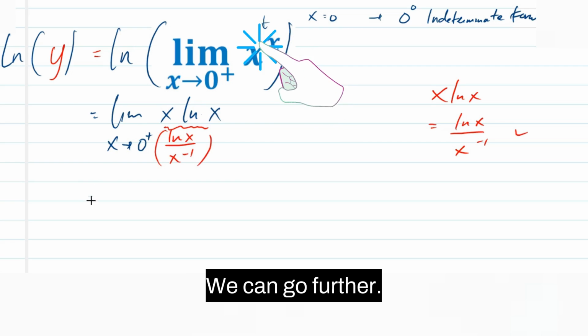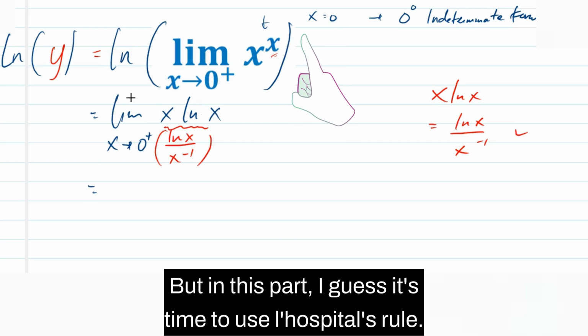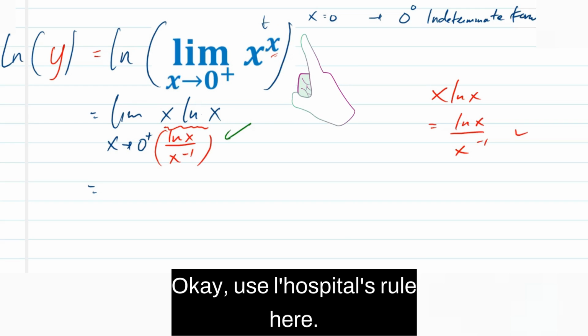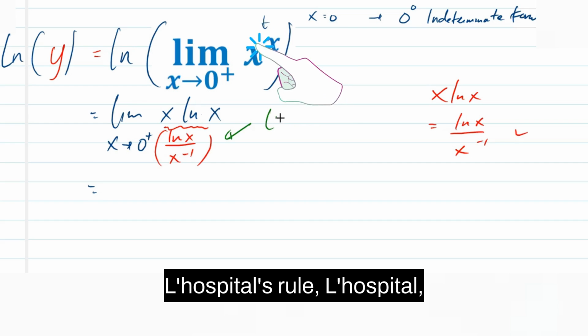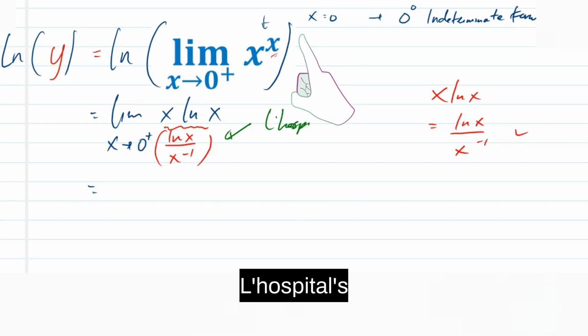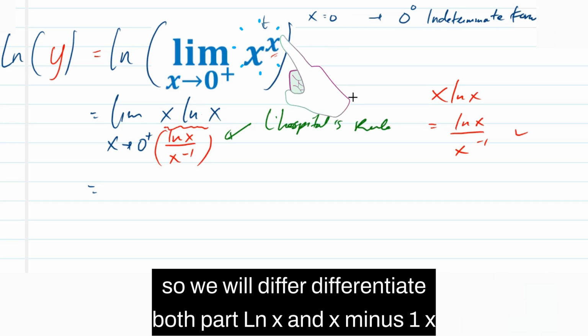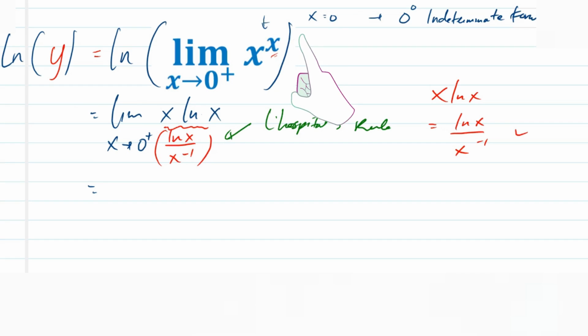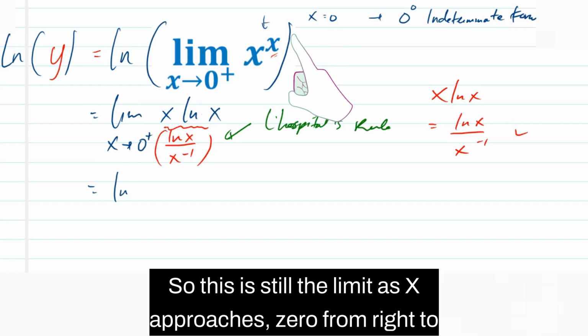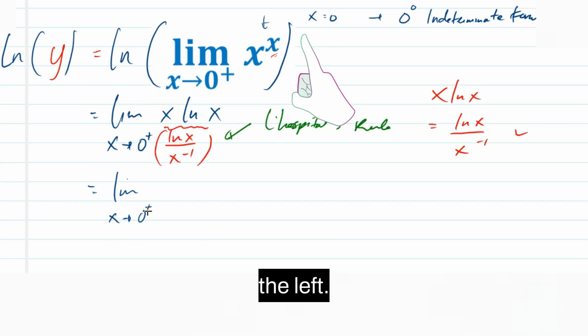Here we go. Now let's continue. In this part, I guess it's time to use L'Hospital's rule. So we will differentiate both parts, ln x and x to the power of minus 1. This is still the limit as x approaches 0 from the right.